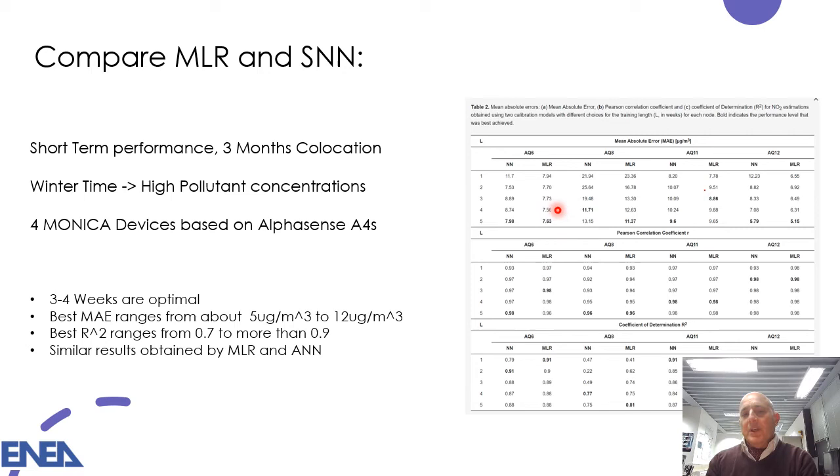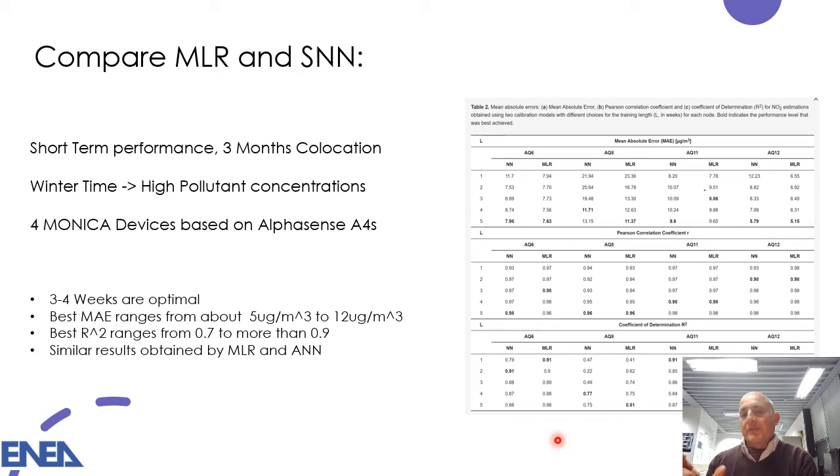So what we can spot here, you can find throughout all this table. Here, for example, we are considering the Pearson's correlation coefficient, and here the coefficient of determination. We see that we do not obtain significant amelioration when we go beyond 3 to 4 weeks. So by looking at the results of this kind of table, you can decide how long you need to collocate your instrument to obtain a sufficiently accurate response from your sensors in the short term.